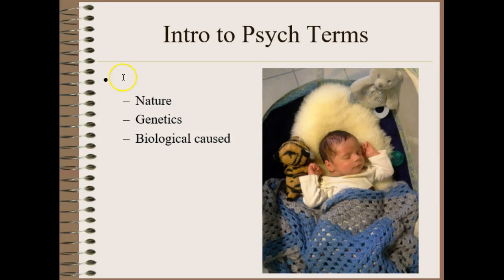Another term that is used to describe a change in behavior is maturation. Maturation is a change in behavior due to the nature of the individual, often genetically based or biologically caused. This little baby is going to grow into a young man. And this little baby will follow a pattern of development that is determined by his genetics.